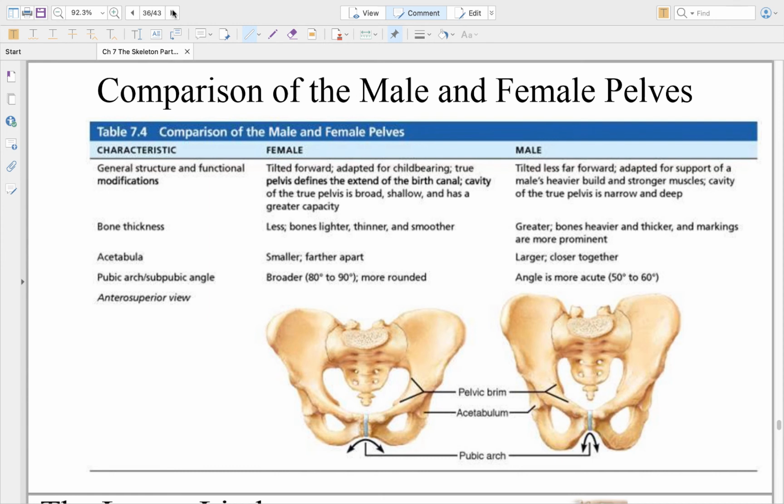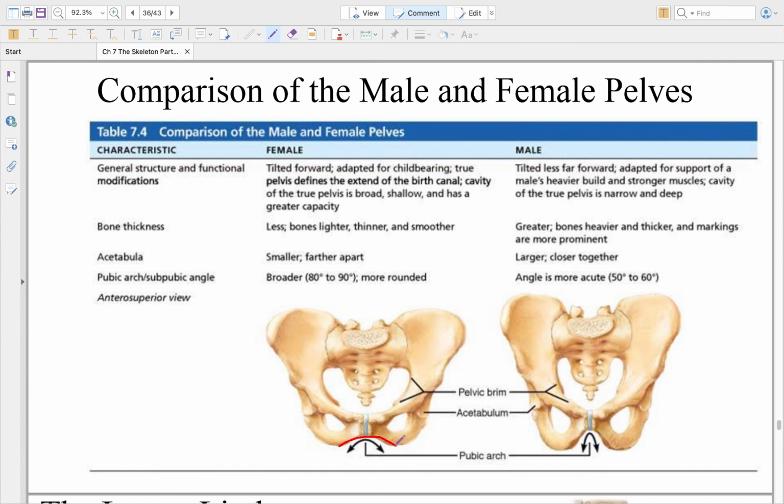Comparing the male and female pelvis is quite significant when scientists discover bones. Paleontologists, anthropologists, the first thing they look for is the pelvic girdle. If they have it, they can figure out if it's a male or female just by looking at the pelvic girdle, because the female body is designed for childbearing, and that's just a fact. And so the hips are broader and the pubic arch is broader. It's more at a 90-degree angle.